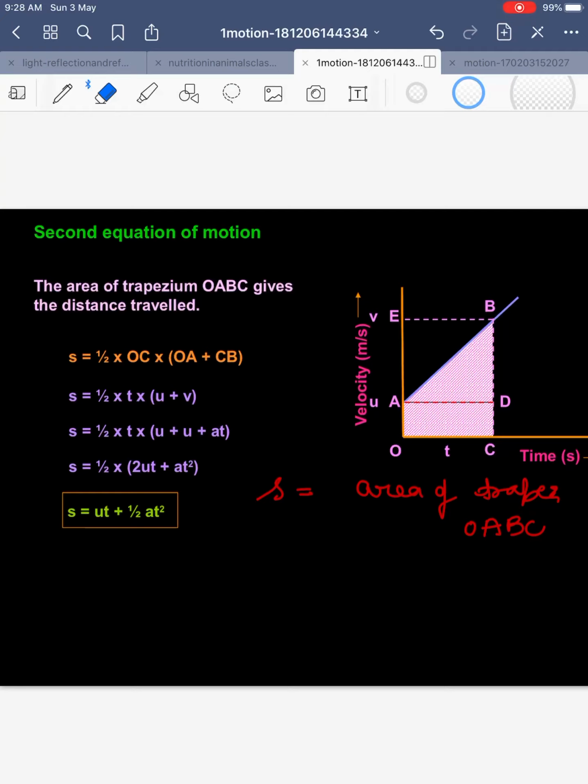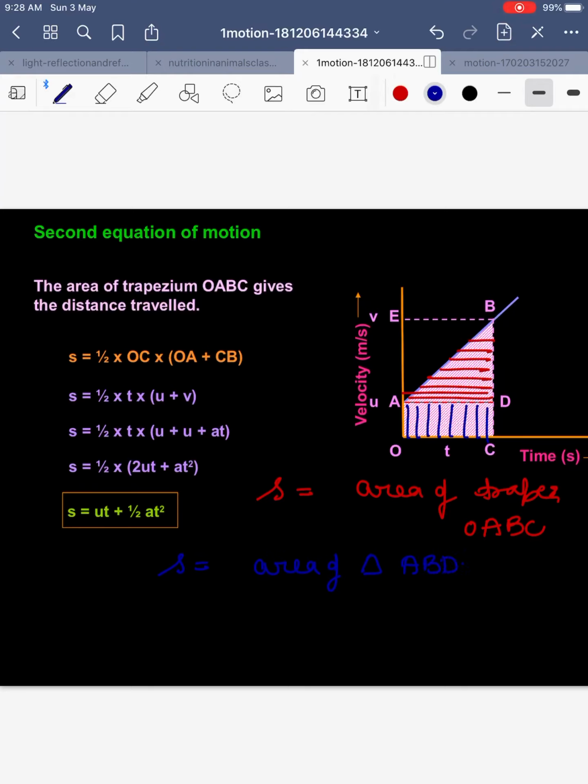Okay, so here we can see that OABDC is a trapezium, or also we can say that this is the sum of a triangle and a rectangle. This is a triangle here, and this is a rectangle, right? So I can write S is equal to area of triangle ABD plus area of rectangle OADC.